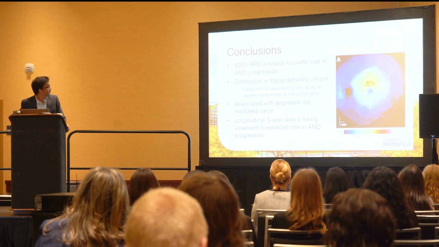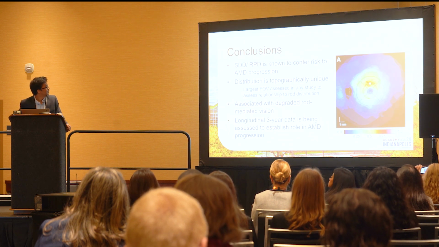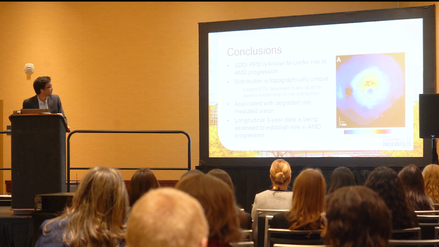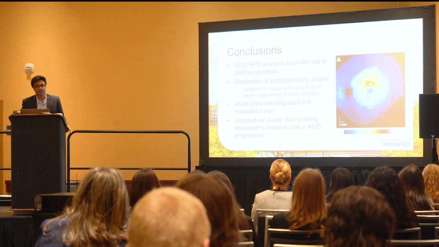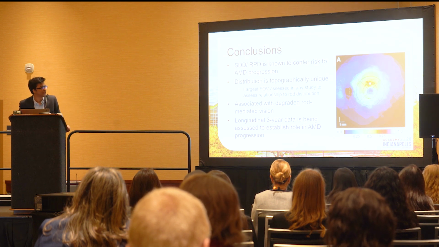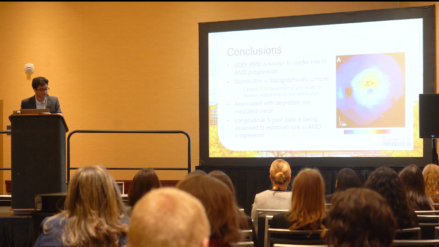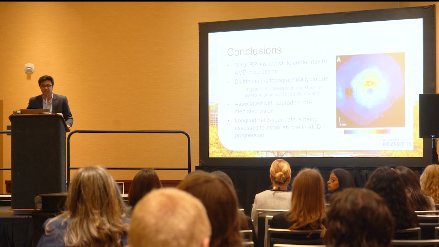So to conclude, we know that subretinal drusenoid deposits are known to confer risk in AMD progression. The distribution from our data looks topographically unique when you compare it with drusen, which tends to be more under the fovea. In this study, we looked at the largest field of view and relationship to rod function across all the studies published. And we looked at the function as well, and we found that this is associated specifically with rod-mediated function. We are currently doing the 3-year longitudinal assessment to establish its role in the progression of AMD.